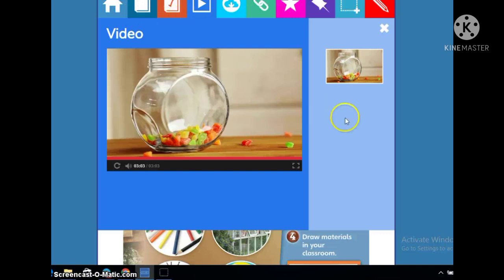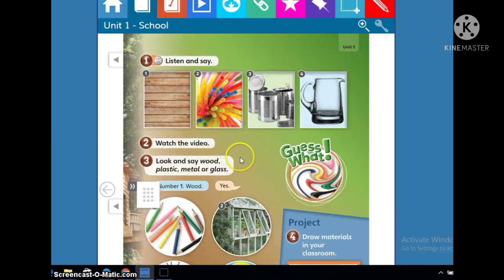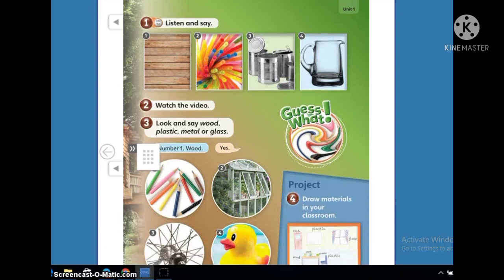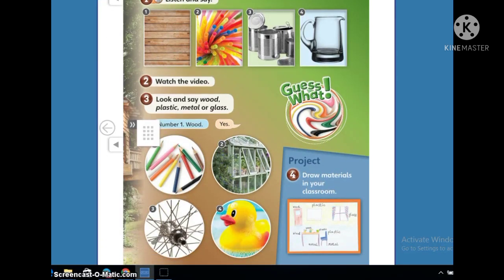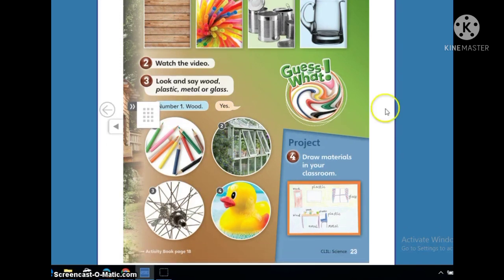All right, that's about a video about materials. So now, after we watch the video, we are going to go to part three. Look and say: wood, plastic, metal, or glass. There are four pictures there. Picture number one is a colored pencil. Picture number two is a window, or maybe a plant house. Picture number three, I don't know, maybe it's a wheel of a bicycle or a motorbike. And number four is a picture of a toy duck.